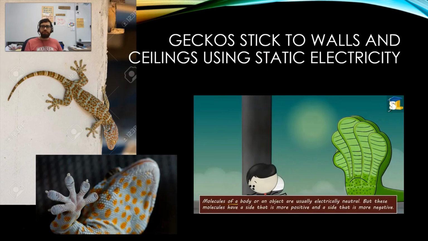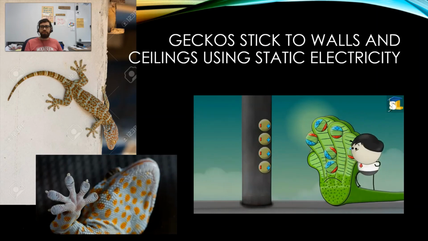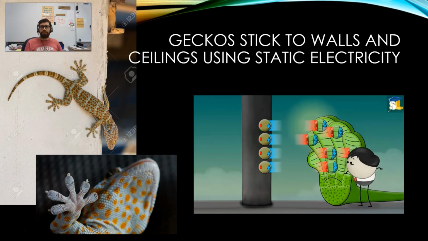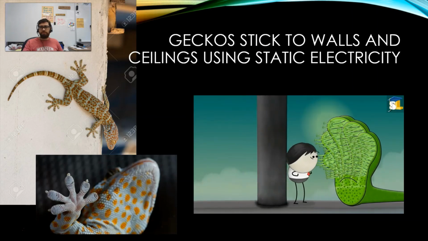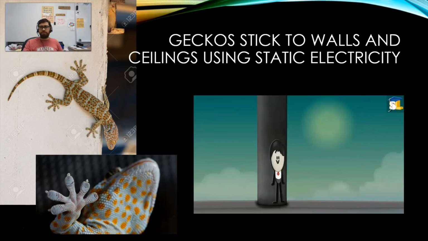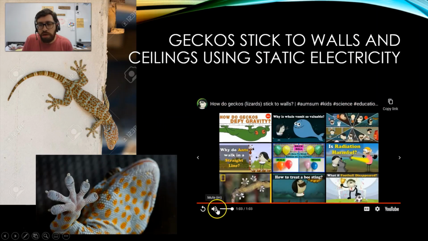Now, molecules of a body or an object are usually electrically neutral, but these molecules have a side that is more positive and a side that is more negative. When geckos walk on walls, they place their spatulae at such an angle that their positively or negatively charged sides get attracted to the opposite charges present on the wall's surface. These forces of attraction are called van der Waals forces. Wow, that's an impressive name. Now, a gecko has billions of spatulae on its feet. Hence, they create enough van der Waals forces so that geckos can stick to walls. So that's why geckos can very easily walk on walls and on ceilings.